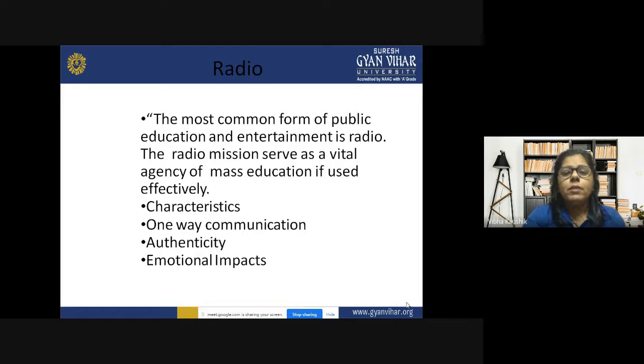Now, radio. The most common form of public education and entertainment is radio. Most of the people use the radio to educate and to entertain themselves. The radio serves as a vital, important agency of mass education. If used effectively, we can teach a number of students at a particular time when we are using the radio as an agency of teaching the students. Characteristics: one-way communication, authenticity, emotional impacts.